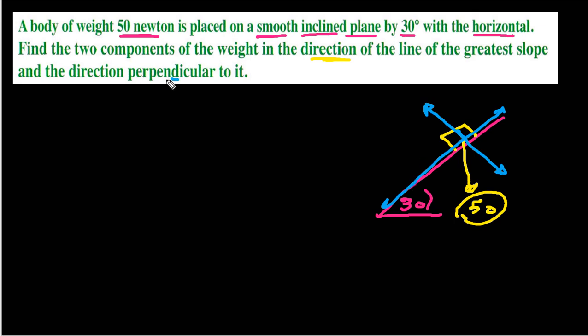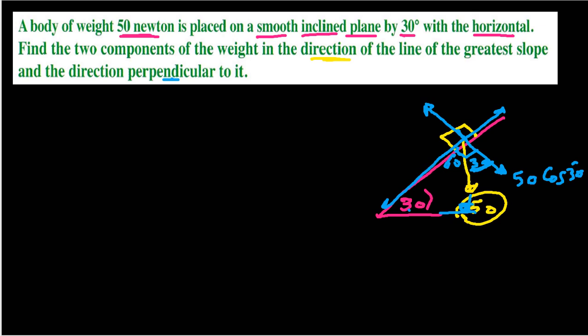Perpendicular to this line. Then this is 90. And if you complete this triangle here, this is 90, this is 30, then this is 60, then this angle must be 30 like this one. Now you have 50 newtons with this direction here, inclined angle 30. Then how to resolve? Then this is 50 sine or cosine 30.